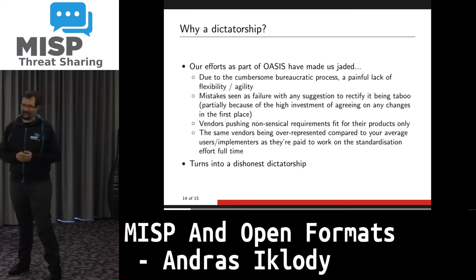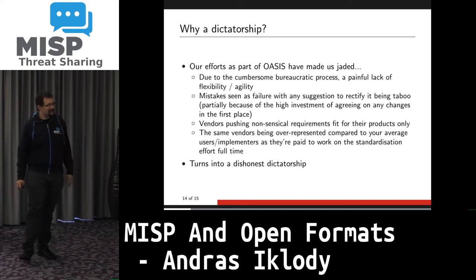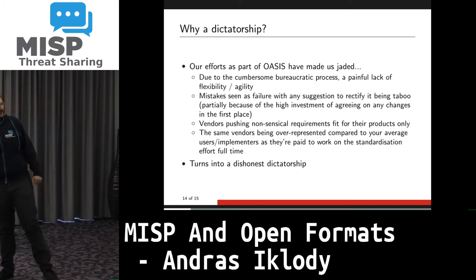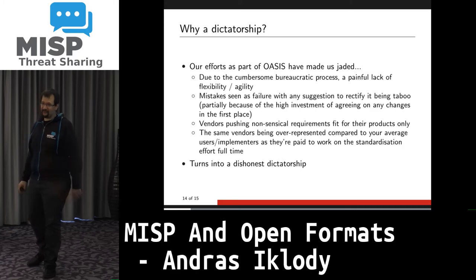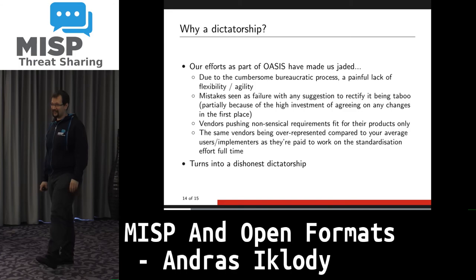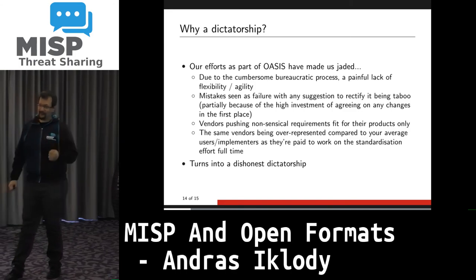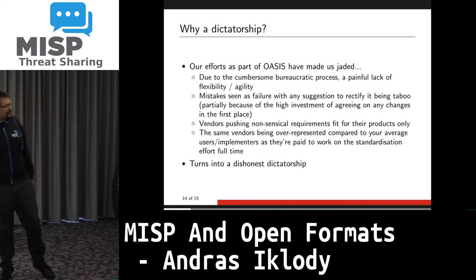Recently, we've been, as mentioned, involved with the StixTwo effort with Oasis. And what we've noticed was that it was basically dragged down by a horribly cumbersome bureaucratic process with absolutely no flexibility. Getting even minor changes in can take half a year or something like that. We've been trying to fight for a flag on an object for the past half a year. So the missing hair patch on my head comes from that. So it's something that we want to stay clear of.